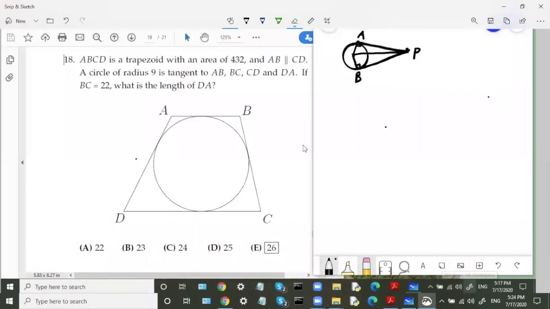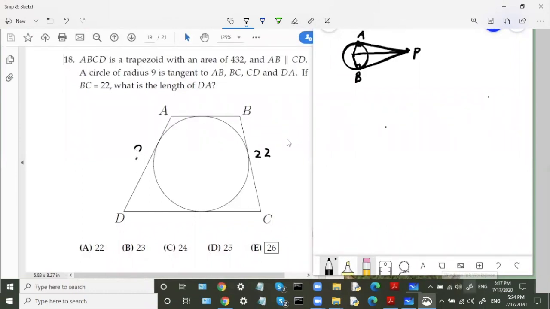Problem 18. ABCD is a trapezoid with the area of 432 and AB parallel to CD. A circle of radius 9 is tangent to AB, BC, CD, and DA. If BC equals 22, what is the length of DA?